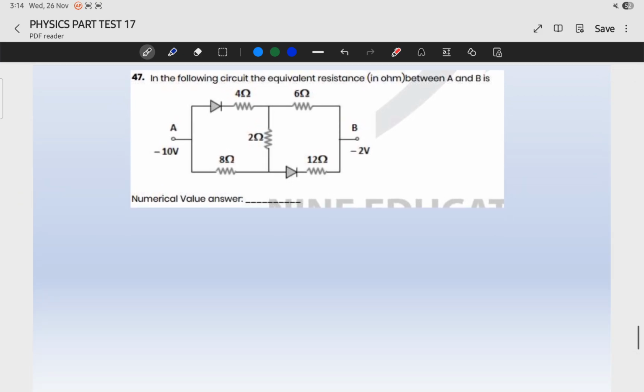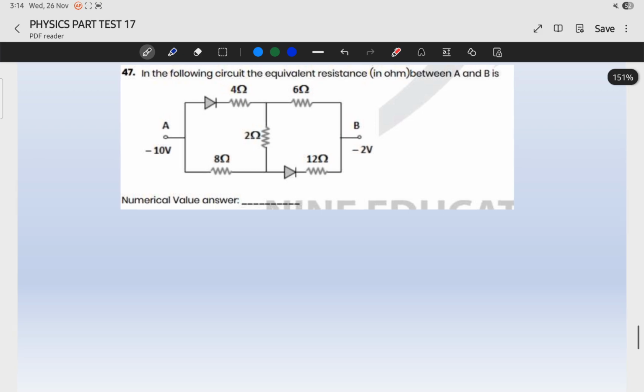Next question. In the following circuit, the equivalent resistance between A and B is. So this is minus 10 volt. This is minus 2 volt. So this is at higher potential. This is at lower potential.